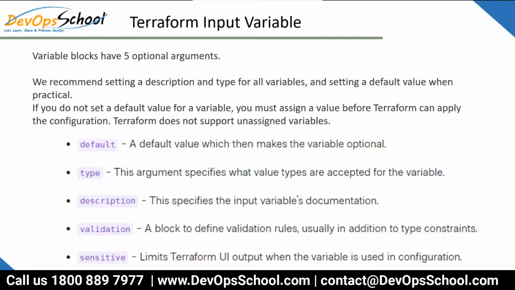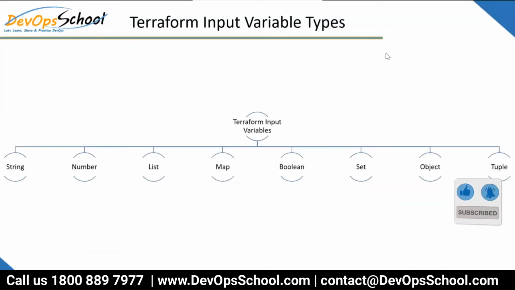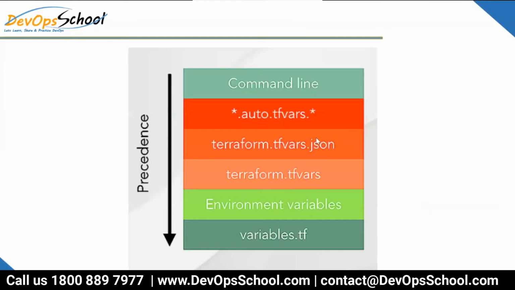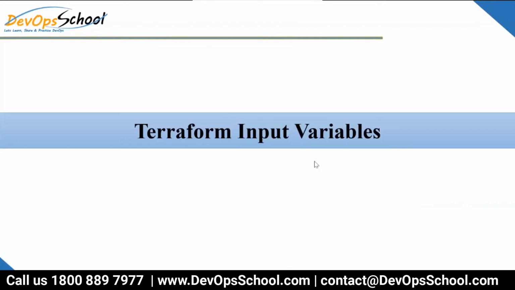So the variables block has five optional arguments. We recommend setting description and type for all variables. So you see the description and type is recommended. And setting a default value when practical. That means it's good to set up the default value. The default value can be overwritten, depending on where you are setting it. Values can be overwritten.